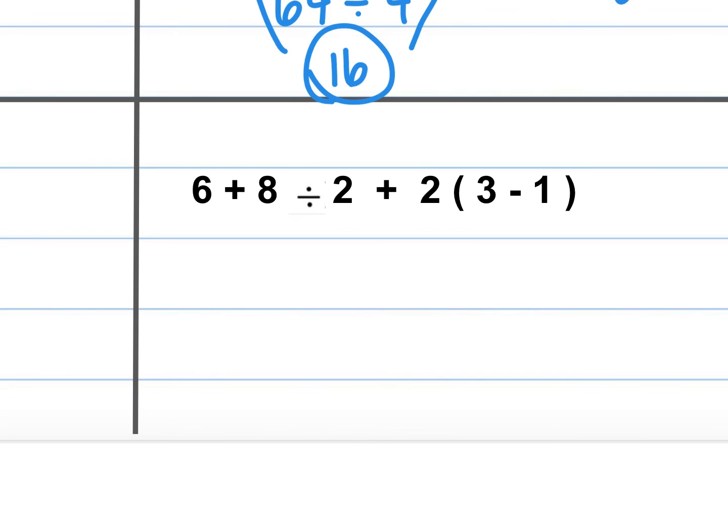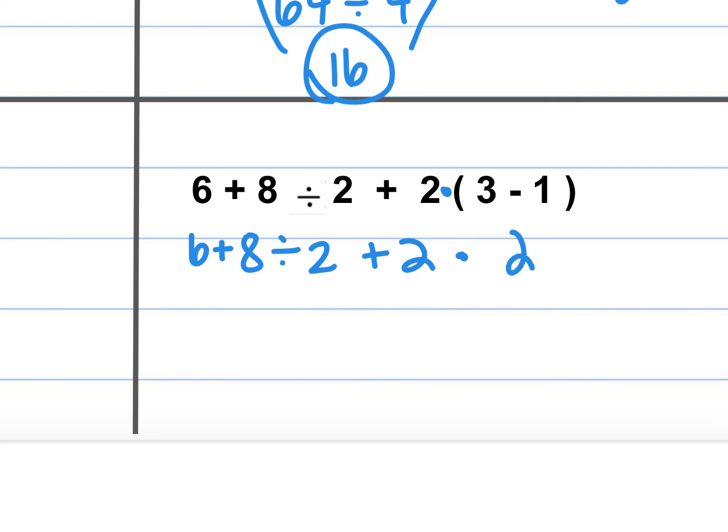6 plus 8 divided by 2 plus 2, parentheses, 3 minus 1. Again, number connected to the parentheses means to multiply. Start with the parentheses. 3 minus 1, which is 2. Now, I'm going to carry down the rest of the problem. I'm only doing one step at a time because if I try to do more than that, I'm going to probably make a mistake somewhere.